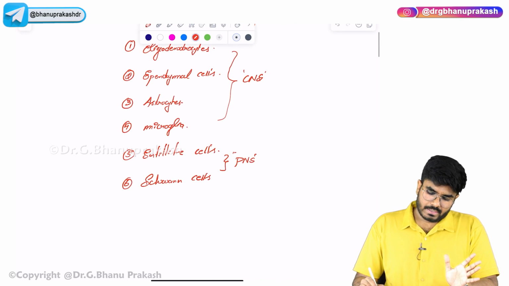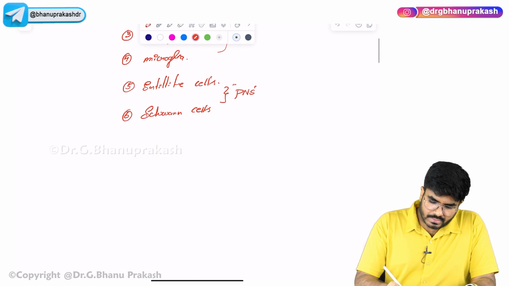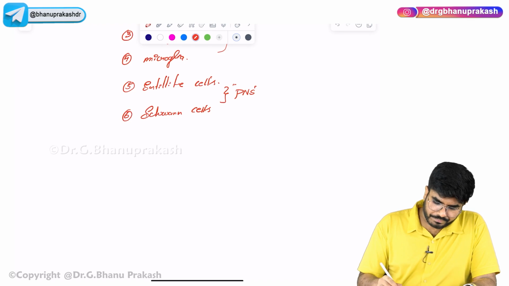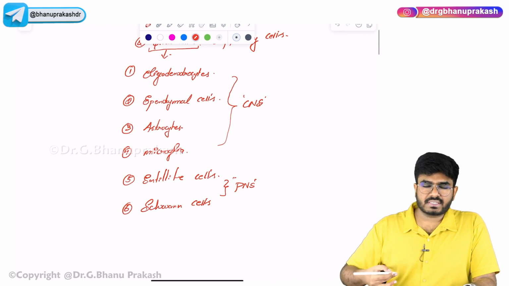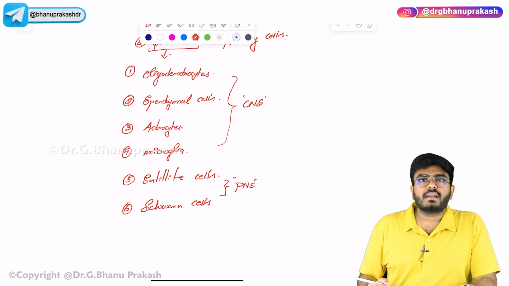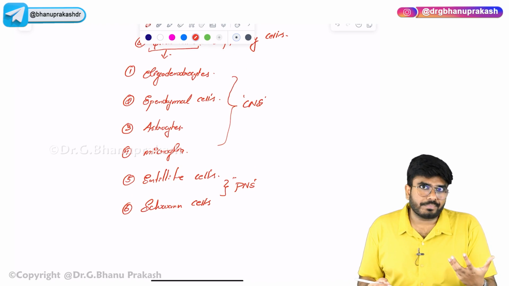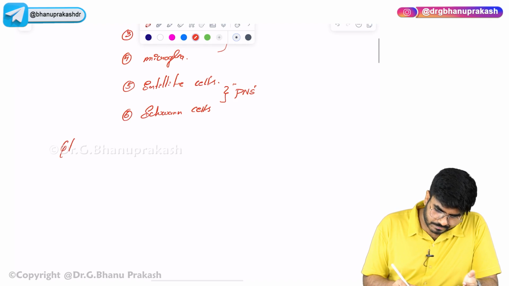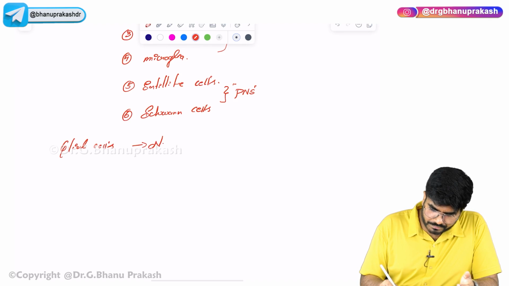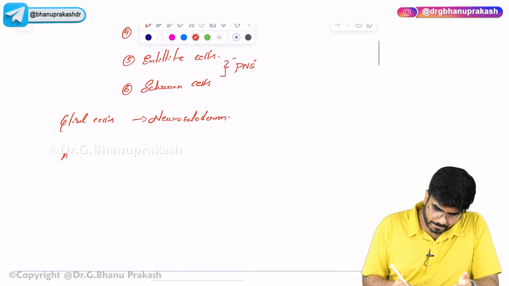Now, let me tell you something important here. All these glial cells, whatever I am showing, are derived from which germ layer? You know, the nervous system is derived from the neuroectoderm. Even glial cells are derived from neuroectoderm. But one exception is the microglia.